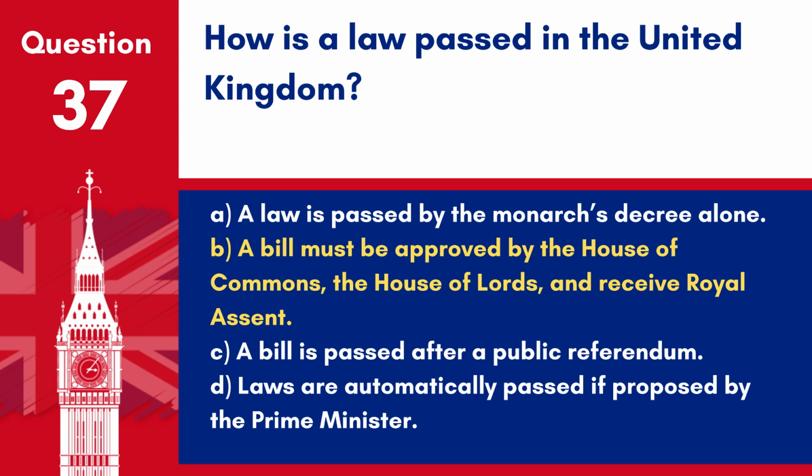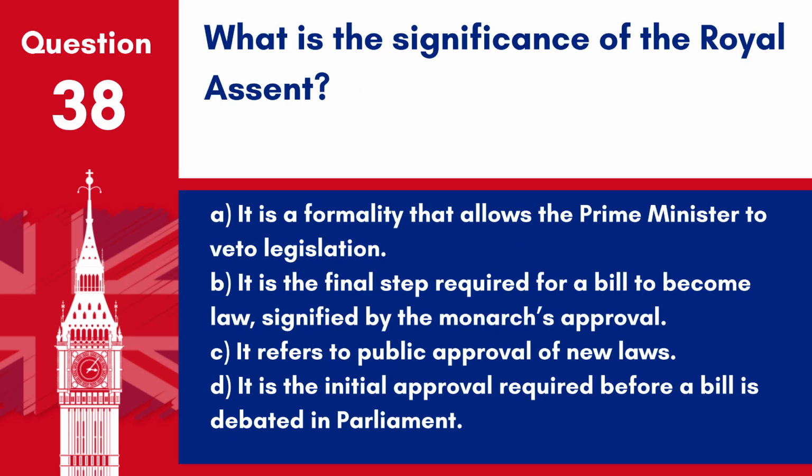Answer: B. A bill must be approved by the House of Commons, the House of Lords, and receive royal assent. This is the standard legislative process in the UK, involving several readings and stages in both Houses of Parliament. Question 38. What is the significance of the royal assent?